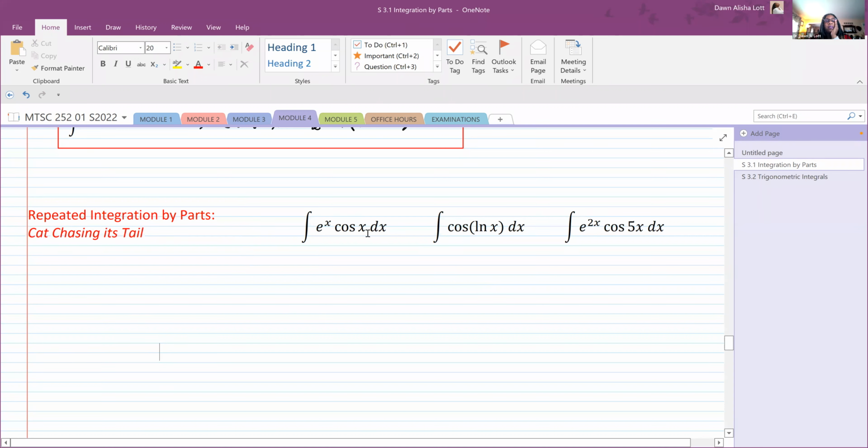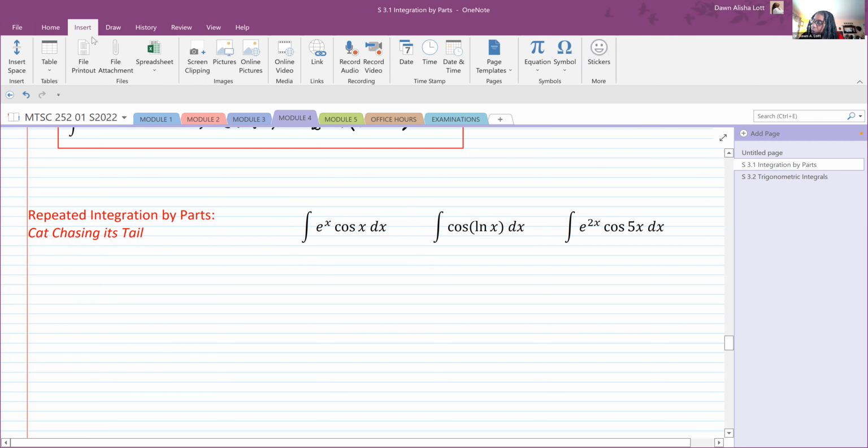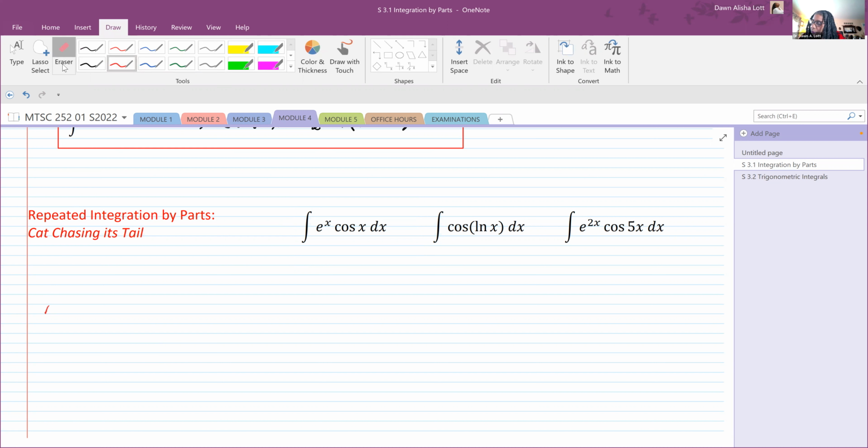It always happens when you have things whose derivatives continually repeat. Like e to the x is e to the x is e to the x. Cosine goes cosine, sine, minus cosine, sine. It keeps going like that. So we have these integrals that kind of wrap around and chase their tail. So we're going to do 2 of these. Let's do the first one.